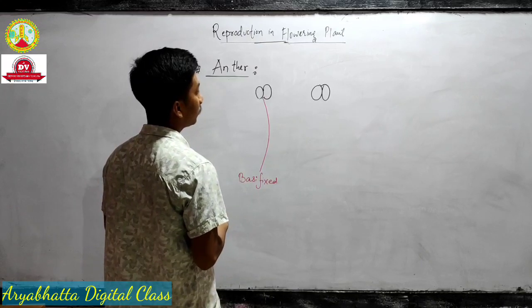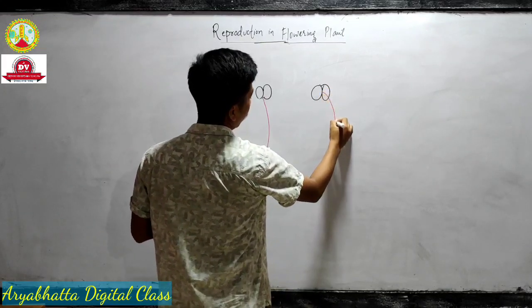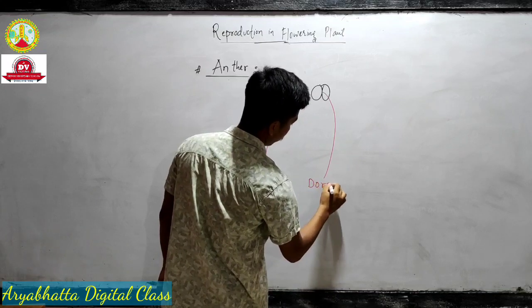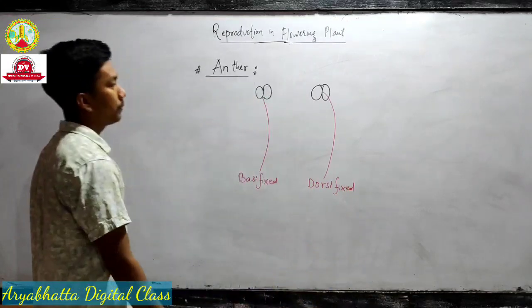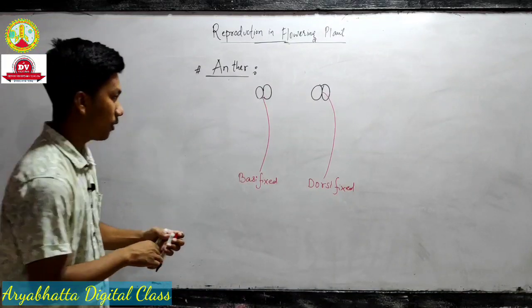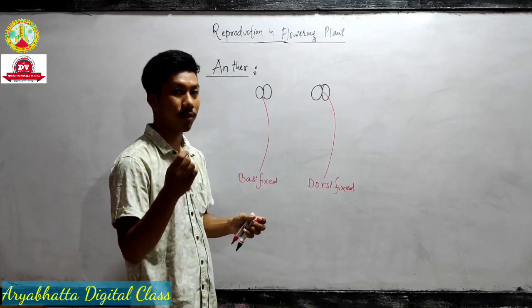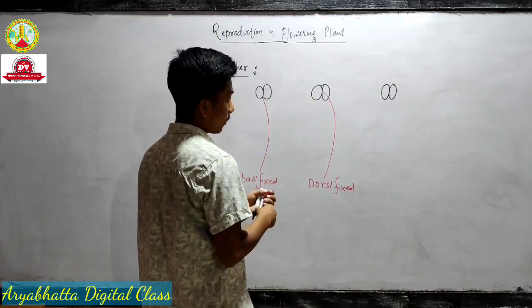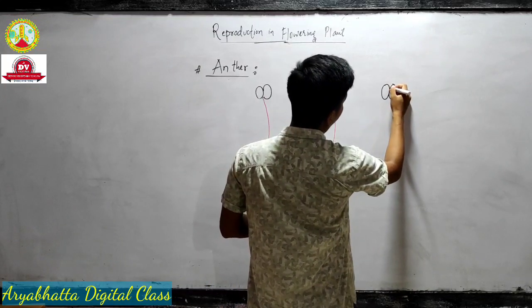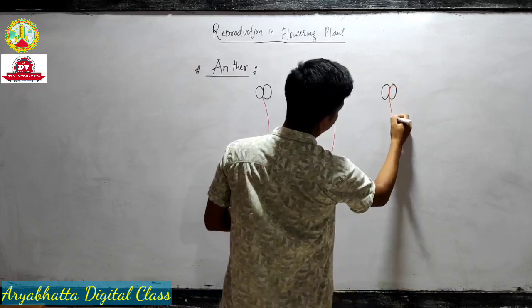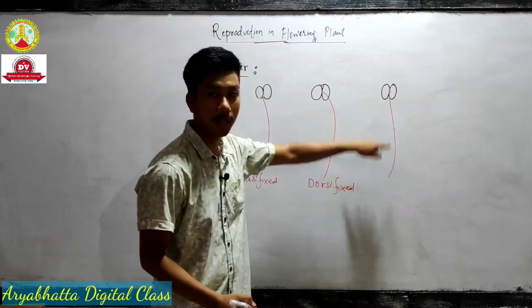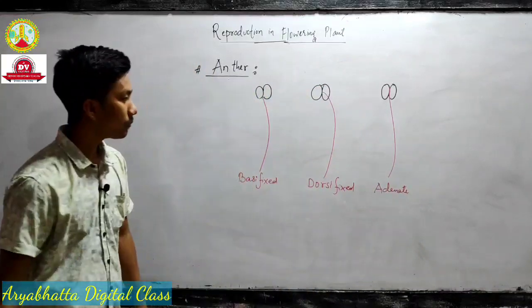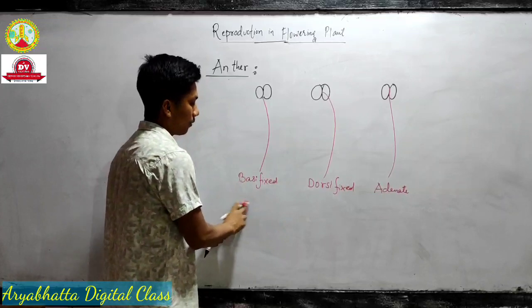Next classification: if the filament connects at the dorsal part of the anther, we call that anther a dorsifix anther. Again, this classification is on the basis of the attachment of filament with the anther. Next classification: if the filament connects all over the surface of the anther, we call that anther an adenate anther.